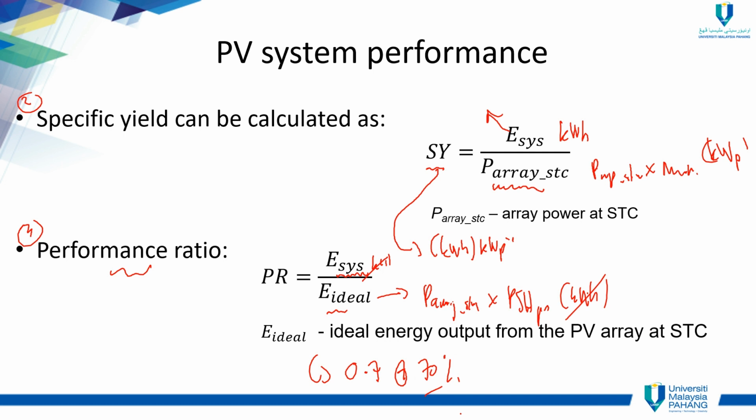So P array STC multiplied by PSHPA, that is the E ideal, the ideal energy output from the PV array at STC. So for the system performance, we have the energy yield, the specific yield, and the performance ratio. Minimum 1 mark, maximum 2 marks for the specific yield, same with the performance ratio. It doesn't cost much, I mean the marks.